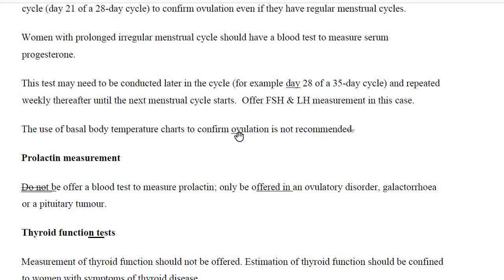If there is a person like this, the test may need to be conducted later in the cycle and repeated weekly thereafter until the next menstrual cycle starts. Like the patient has very irregular cycles, so then what will we do? Then we will start after 14 days and every week. You will say, okay, this is day 14, so after that you will start measuring. Every week you are going to test her serum progesterone level to see whether she is passing an egg or not. That is one thing.